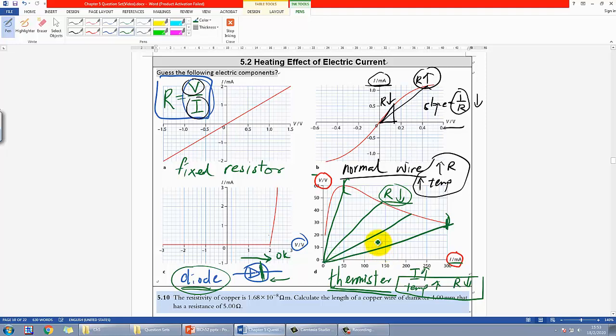So these are the 4 components that you learned in year 10, and this is their graph. It's a very interesting way to interpret the graph.